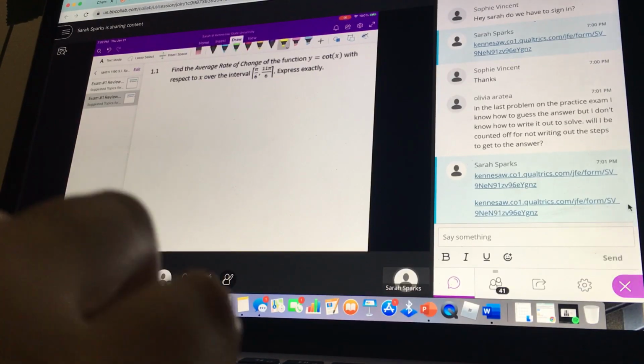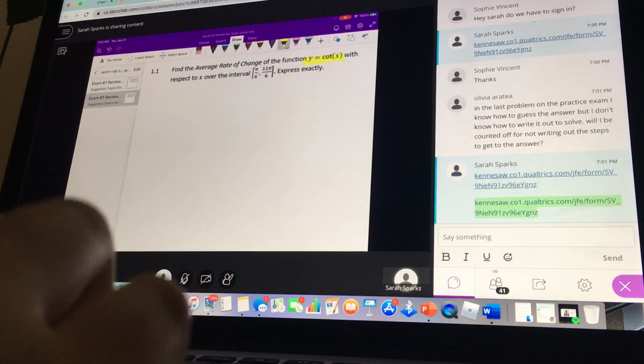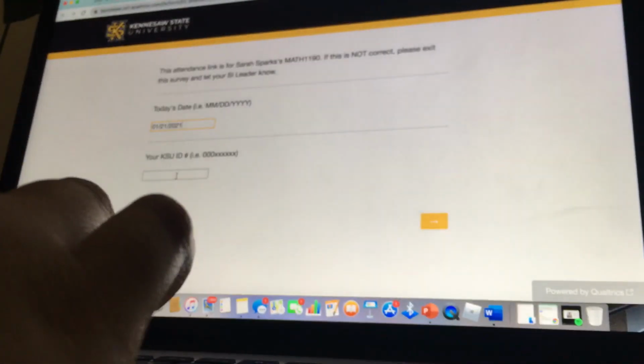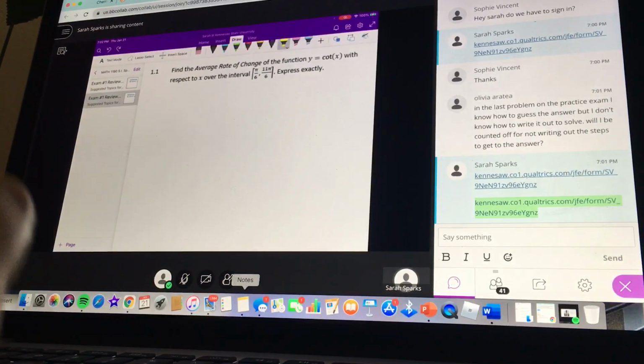Saying y equals cotangent x. And so that's why I chose this, but I wrote this problem the same way that the 1.1 on the practice exam was written. So we're going to complete it the exact same way.